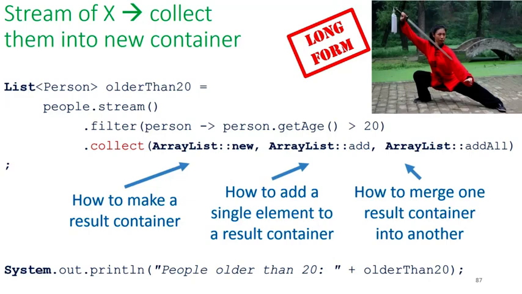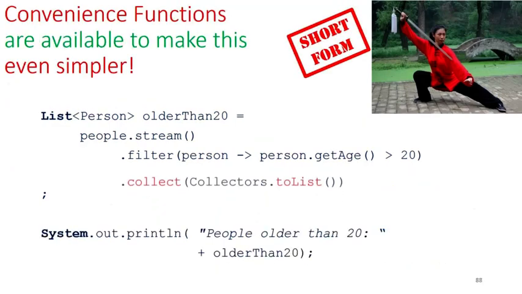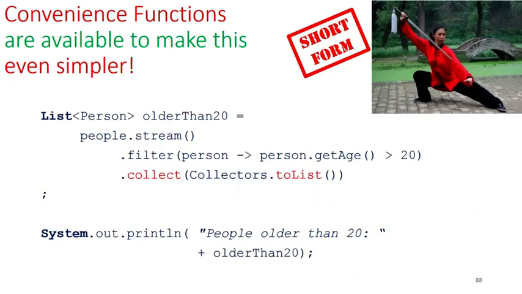All right. So what do we have here? We have this long form, we have this short form. So this Collectors.toList, that one I don't remember. What was the data type returned here? Probably a Collector object, but that encapsulates those three parameters.